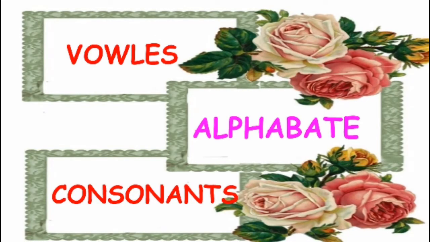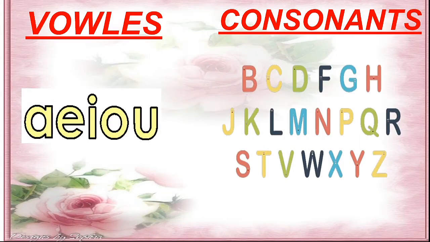Alphabet is divided into vowels and consonants. Letters like A, E, I, O, U are vowels. All the letters other than vowels are called consonants.